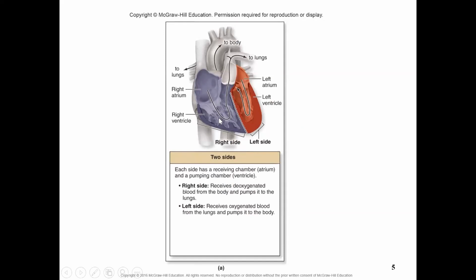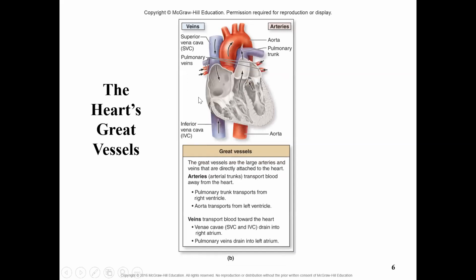Again, in this picture, you can see the right side and left side of the heart. The right side of the heart works with deoxygenated blood, and the left side works with oxygenated blood. You can see the arteries and veins in this picture. The superior vena cava and inferior vena cava bring the deoxygenated blood to the right atrium. And the pulmonary trunk originates from the right ventricle and carries the deoxygenated blood to our lungs. The pulmonary veins, which you can see four of them here, carry oxygenated blood from the lung to our heart, to the left atrium, and the aorta originates from the left ventricle and carries oxygenated blood to all parts of the body.